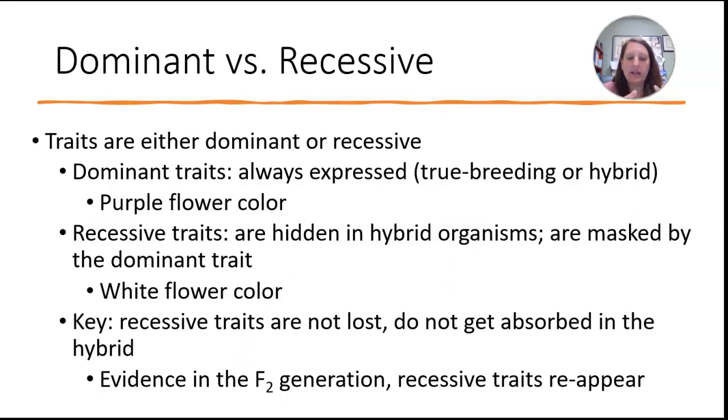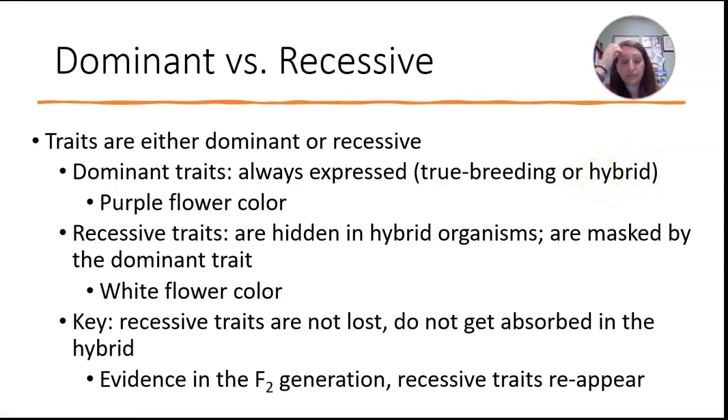Okay, so we say individuals either express the trait in a dominant fashion or a recessive fashion. So dominant traits, or dominant alleles, are those that are always going to be expressed, whether the organism is, we say, true breeding, which we can also call homozygous, or hybrid. We can also use the term heterozygous.